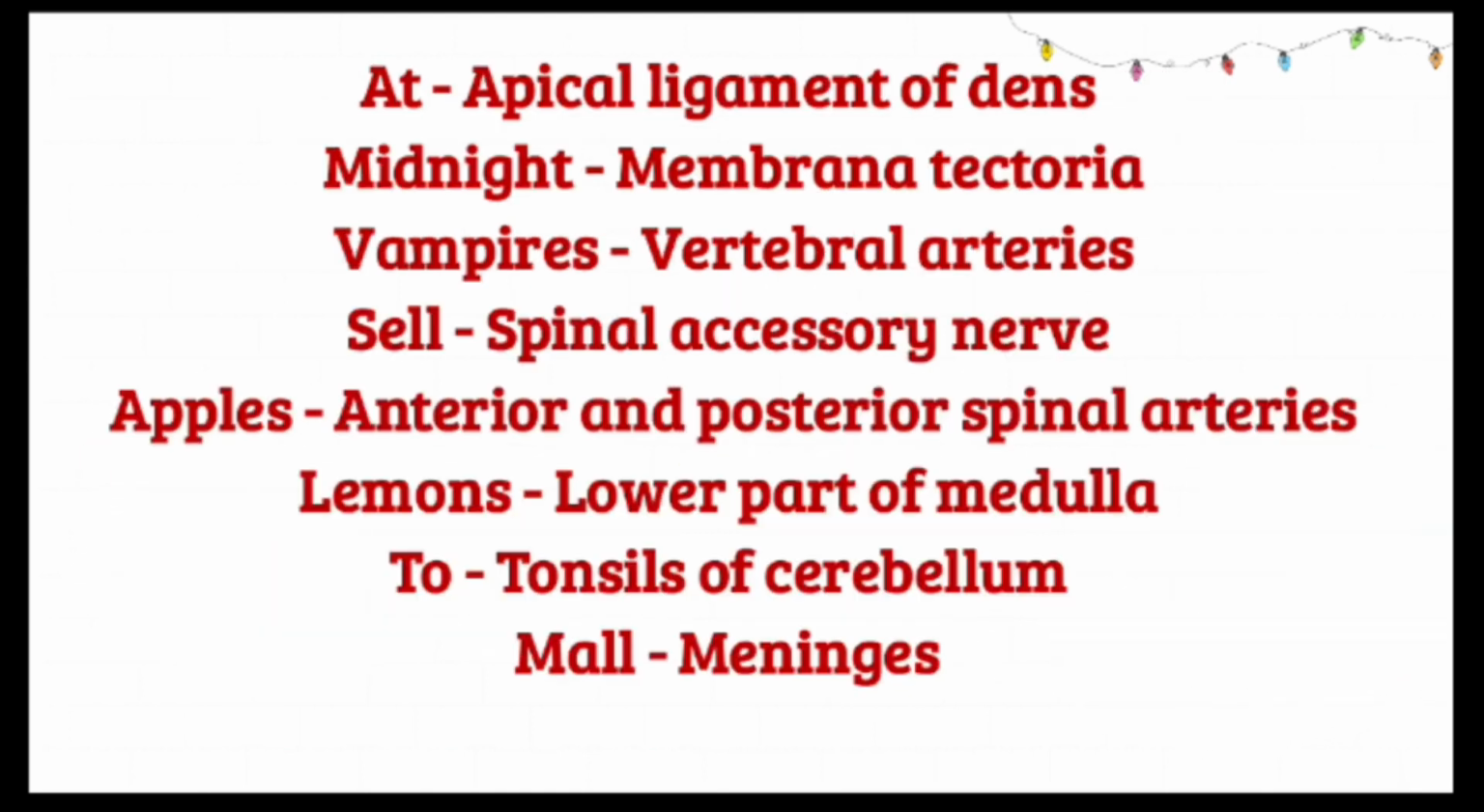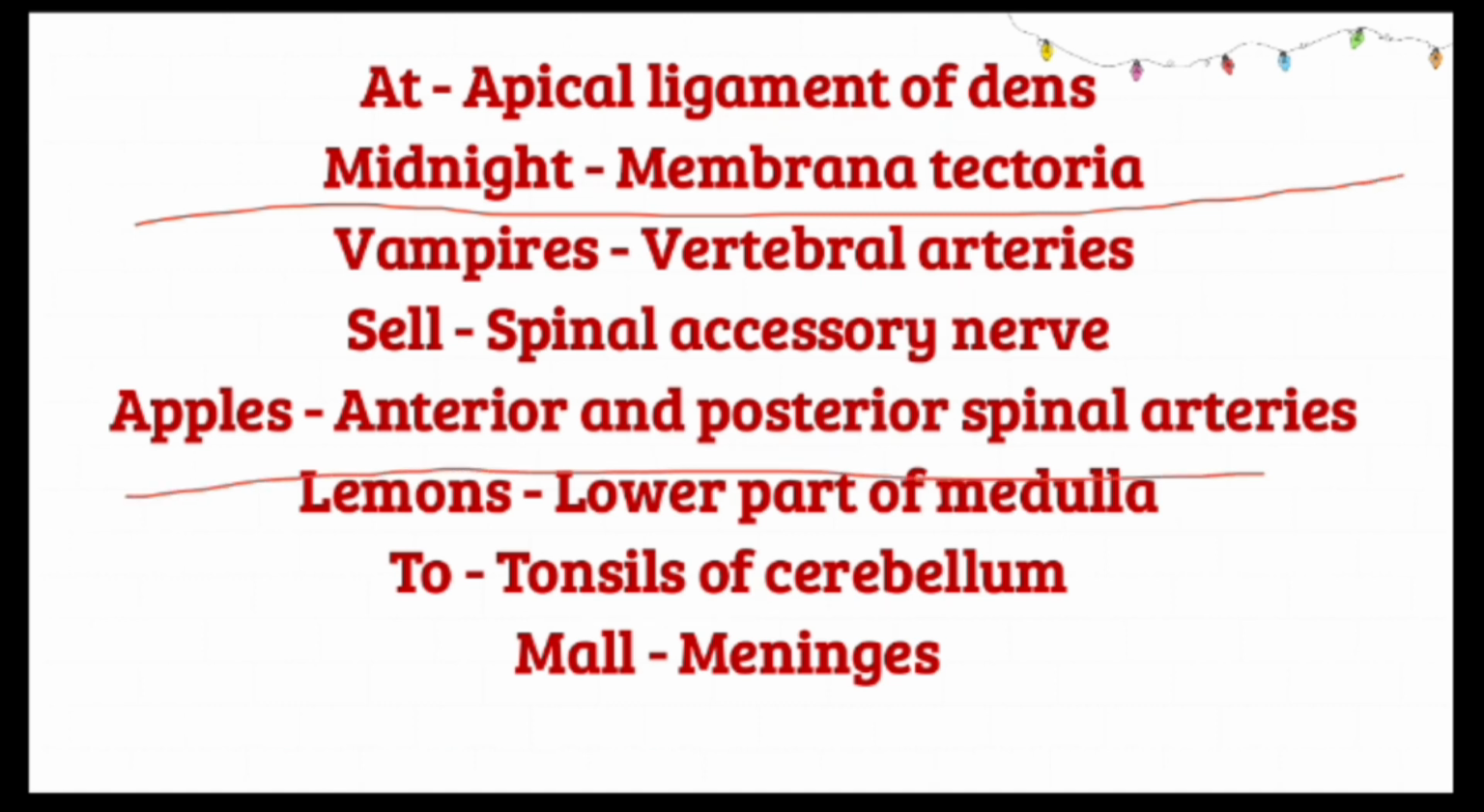Now let's see how it is expanded. At midnight, that comes in the upper part of the foramen. Vampires sell apples in the middle part and lemons to mall in the lower part.